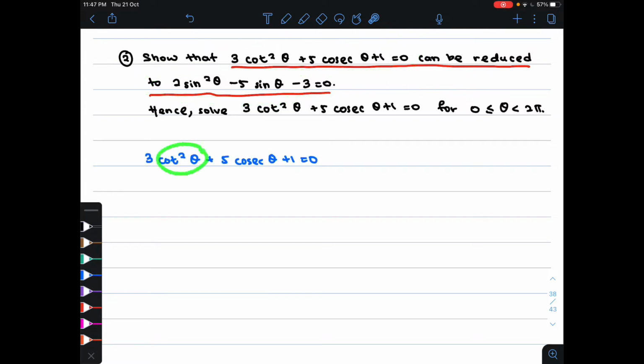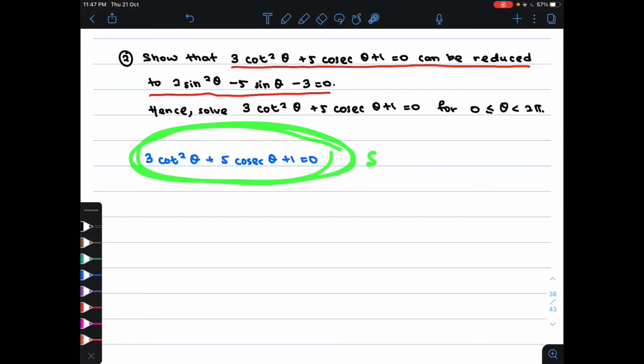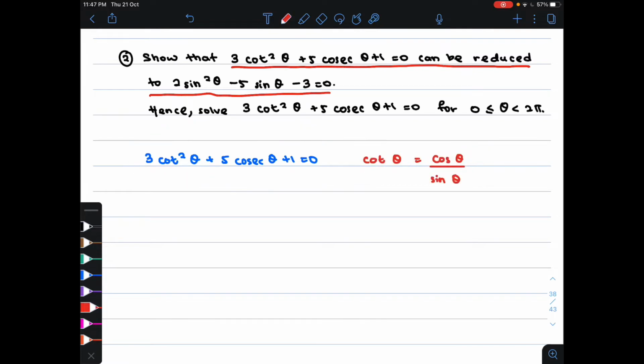Originally, we have cotangent and cosecant. But in our final answer here, we only have sine theta only. So this means that try to change this in terms of sine theta and cos theta. Recall that cotangent theta is cos theta divided by sine theta. Here we have cotangent squared theta. Therefore, this is cos squared theta divided by sine squared theta.